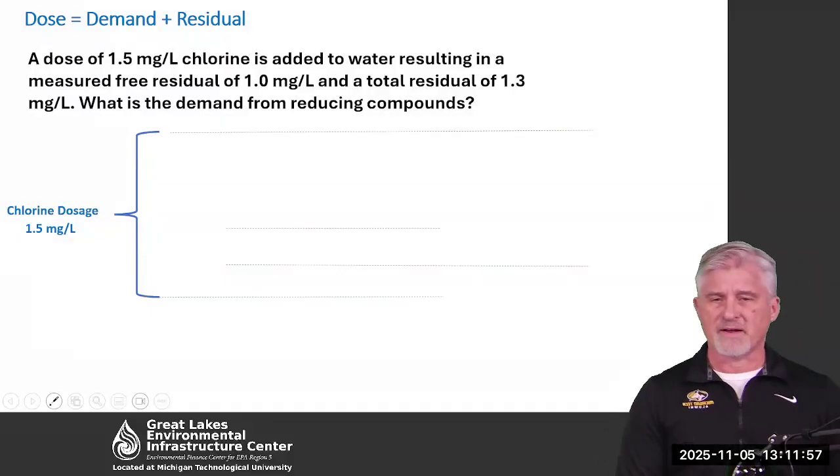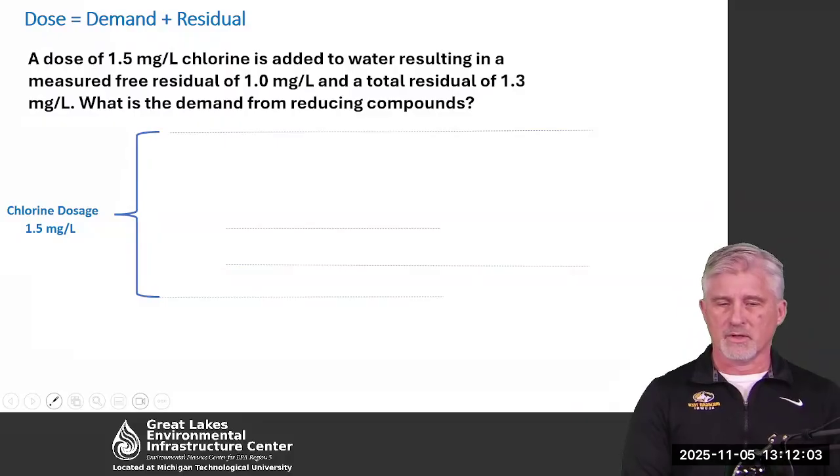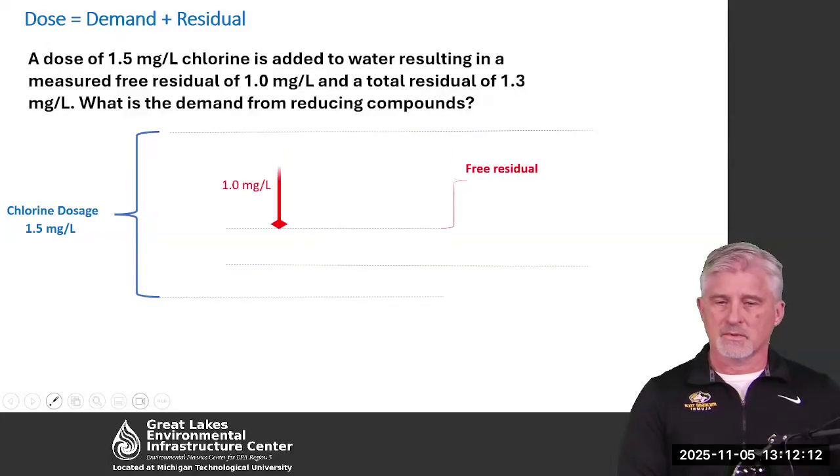A dose of 1.5 parts per million chlorine is added to water, resulting in a measured free residual of 1 part per million and a total residual of 1.3 parts per million. What is the demand from the reducing compounds? All right, so we know we have one part of free residual. We've got a total of 1.3 residual, and we had a dose of 1.5.